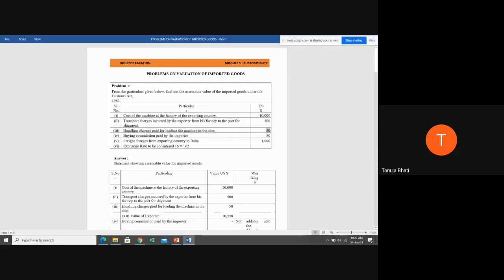Next, handling charges paid for loading the machine in the ship. It is 50. So handling charges are paid for loading the machine in the ship, it is 50. Should this 50 be included? This is loading charges in short. Loading charges, should it be included, 50?